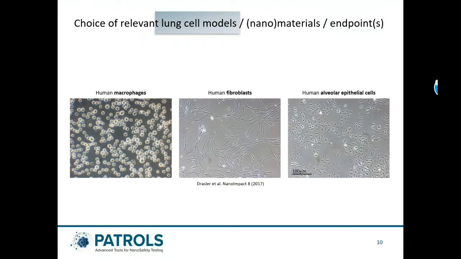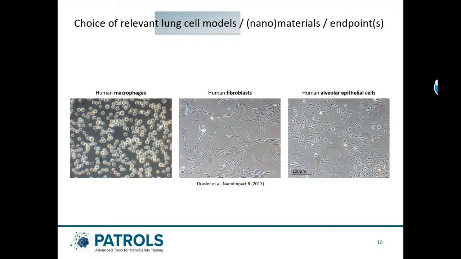Then another very important consideration are, of course, the lung cell types. I have just mentioned 3 of them, which are the macrophages, fibroblasts, and, well, actually 4. It's alveolar epithelial type 1 and type 2 cells. So these are cells which we should try to include in our in vitro assays, as they are the relevant cell types in the fibrosis adverse outcome.